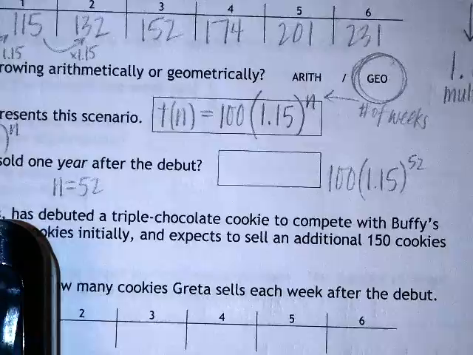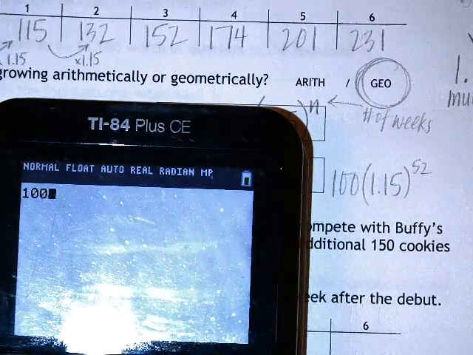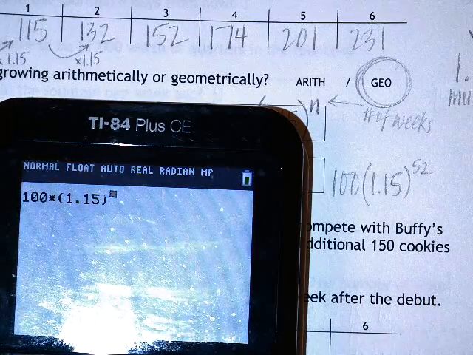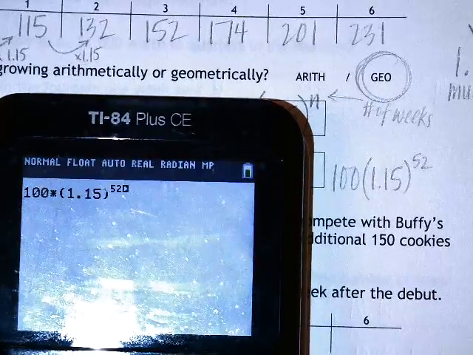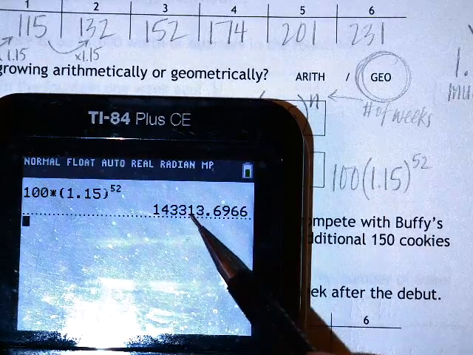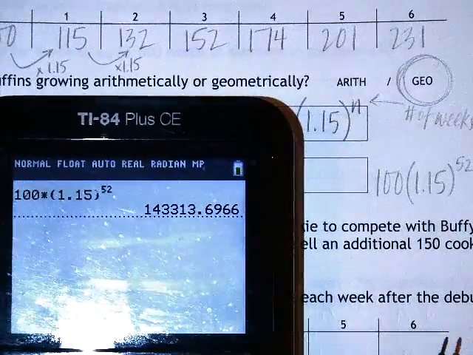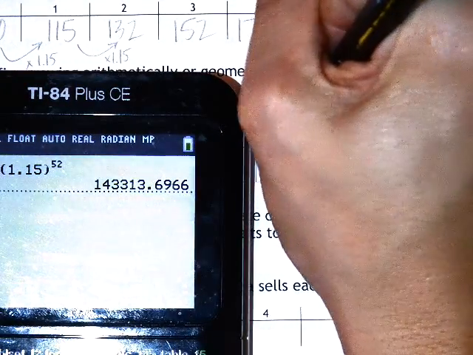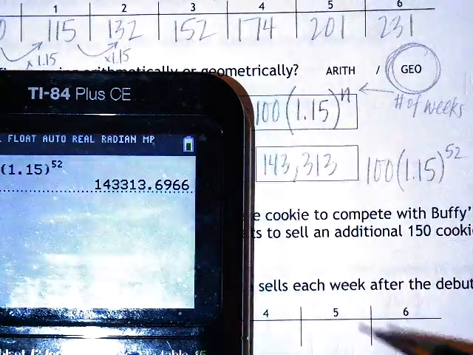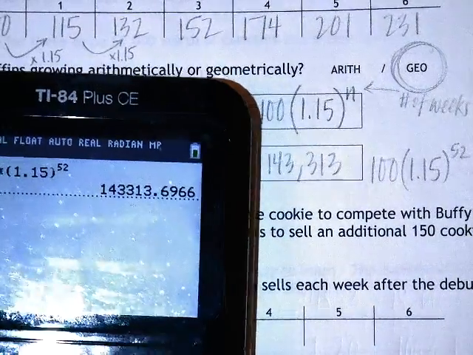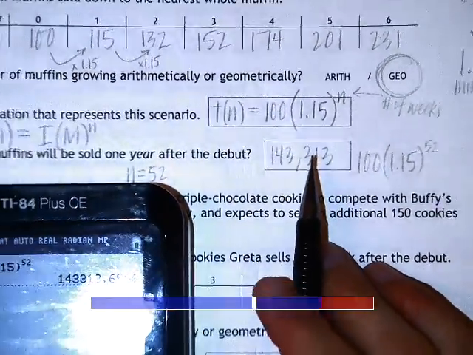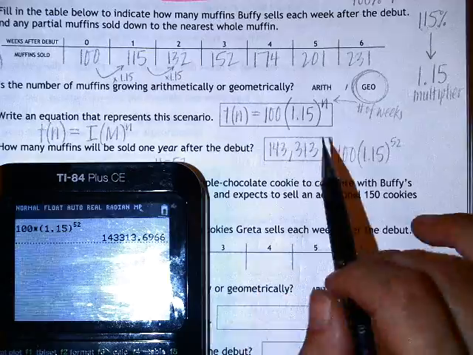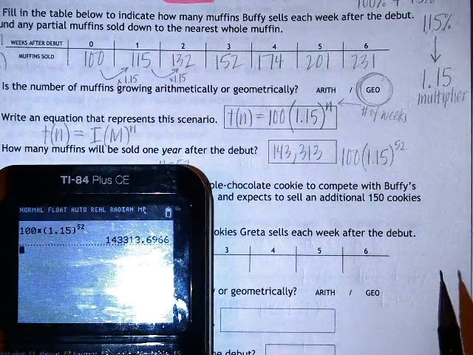That's what exponents do. So in my calculator, I can type 100 times 1.15 to the power of 52. 52 weeks, remember, is 1 year. And then I can get the number from the calculator without having to worry about doing all those individual calculations. That means that if I kept this pattern going, I would have 143,313 muffins and some crumbs left over. So the idea that the equation can do the heavy lifting for us is also very helpful. Between a calculator to do some things and the equation with our calculator to do the rest, we can make much easier work of these questions.